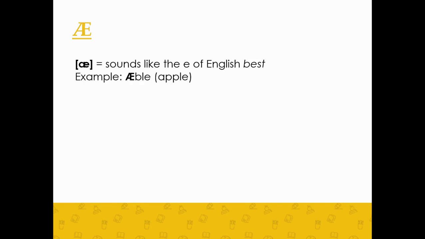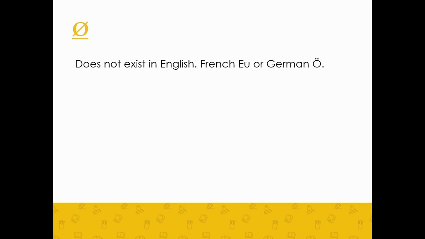Then we have the vowel Æ. Æ sounds like the E of the English "best". So best. This is the sound you're going for. Example would be æble, an apple. Ø does not exist in English. It's like the French Ö or the German Ö. An example could be øl, beer.